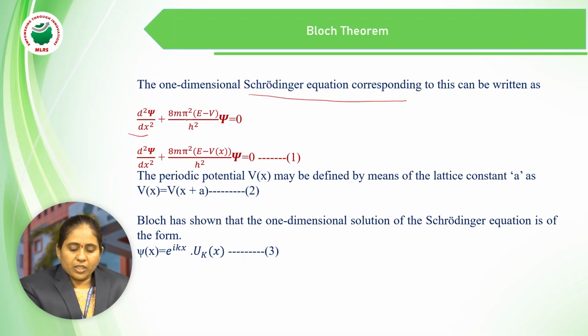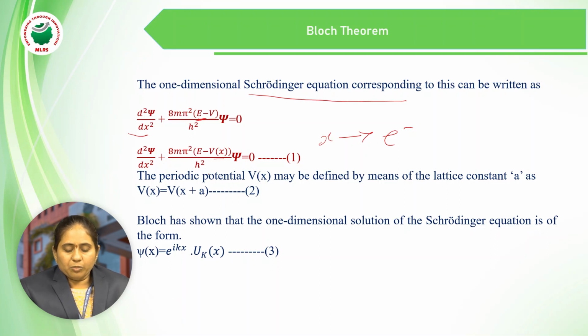So here what is E? E is the total energy of the electron inside the metal. And V, what is V? The potential, that is the periodic potential. Periodic potential is represented by V of x. Why are we taking V of x? Because the particle is moving along only the x direction. That's why V is replaced by V of x.